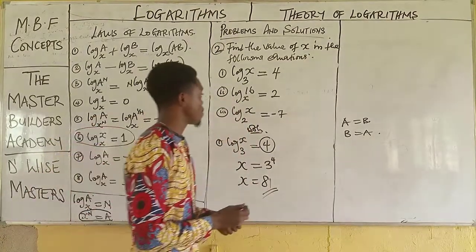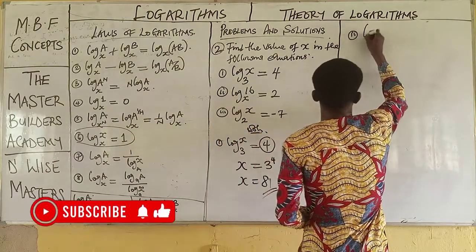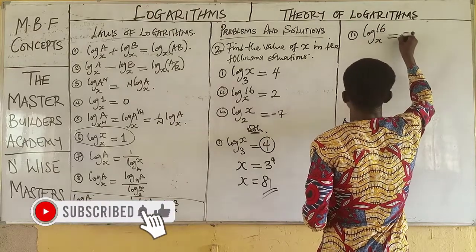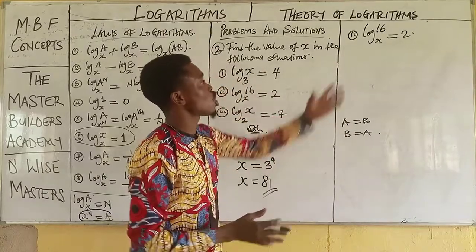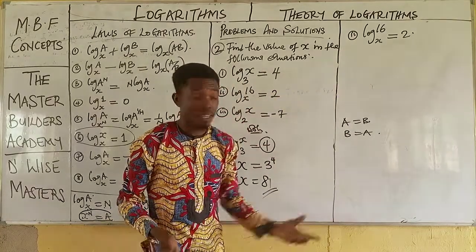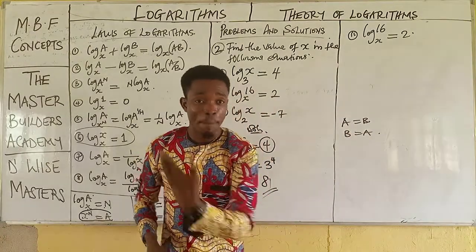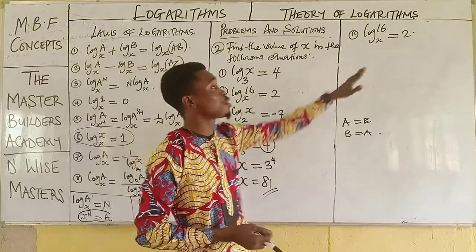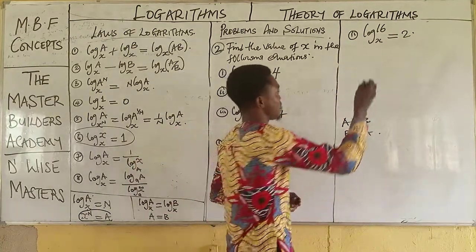Now let's look at question number 2. Roman figure 2, we have log 16x is equal to 2. So looking at this question, it is still the same thing. We already have equal to here. So all you need to do is to equate the base to the number or the number to the base. But here now I want to pick the base because the base is the unknown. Okay, let me pick the base first.